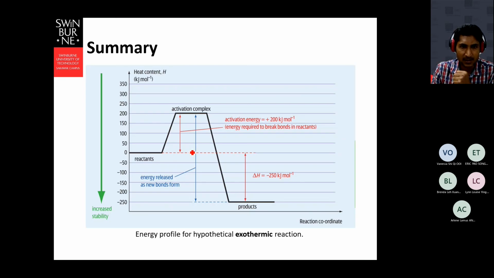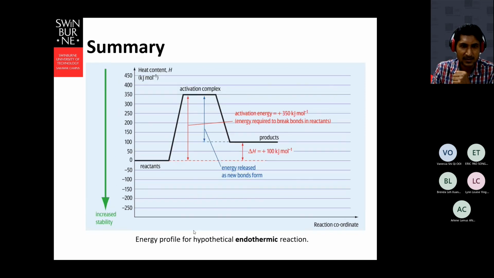As a summary, if the product has less energy than the reactant, the reaction is exothermic, and if it has higher energy than the reactant, it is endothermic. All right, so this is it for today.